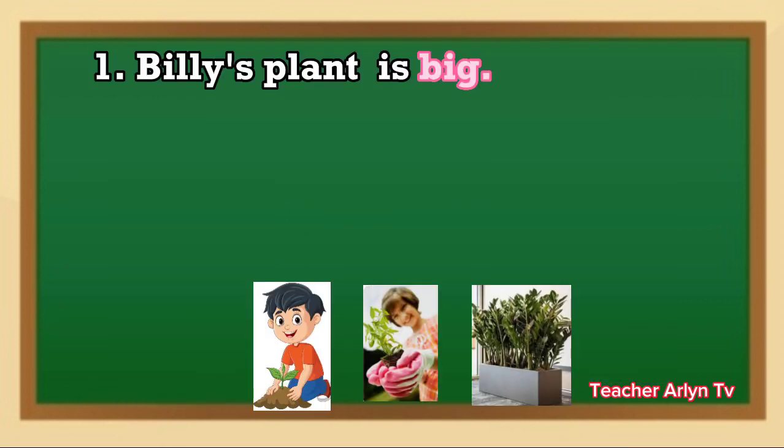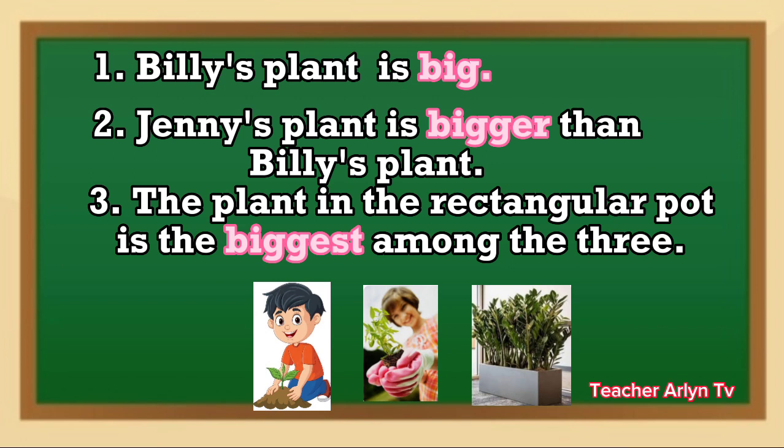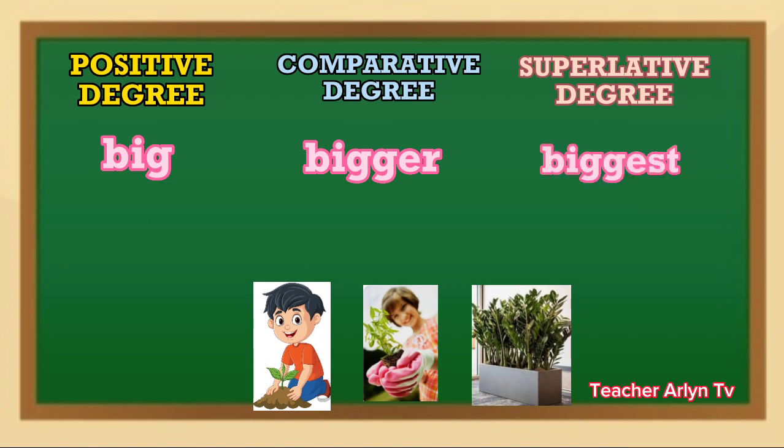So, Billy's plant is big. Jenny's plant is bigger than Billy's plant. The plant in the rectangular pot is the biggest among the 3. As you can see, there are degrees of adjectives in the sentences. The words big, bigger, and biggest. In positive degree, it's big. Comparative degree becomes bigger. In superlative degree, it's biggest. Now let's do the learning task 1.